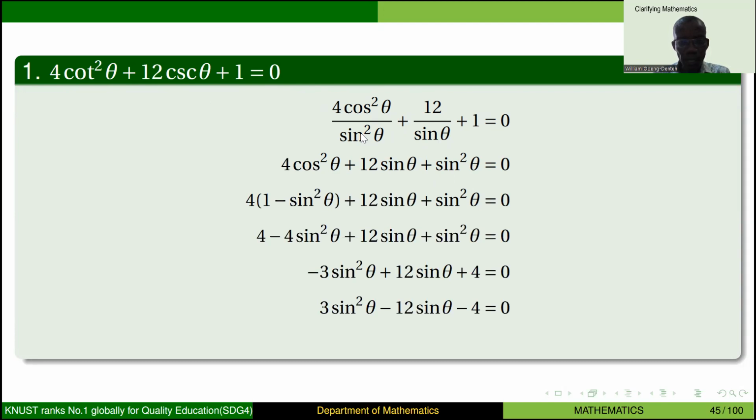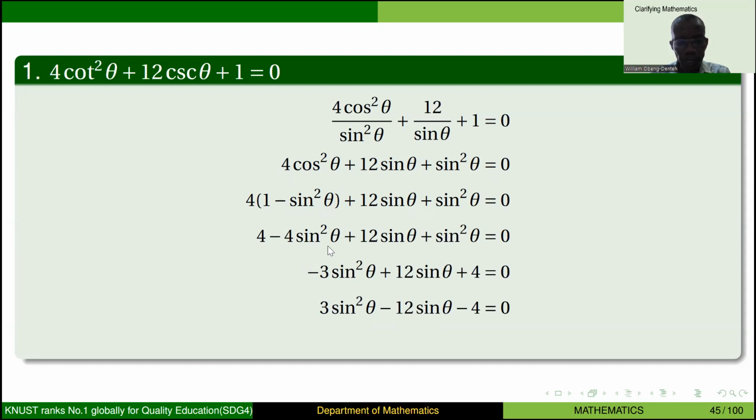So when we multiply by sine squared theta, we shall obtain these values. And so what happens is that we get 4 cos squared theta plus 12 sine theta plus sine squared theta minus 1 equals 0. So in place of cos squared theta, we are going to put 1 minus sine squared theta, plus 12 sine theta plus sine squared theta equals 0.